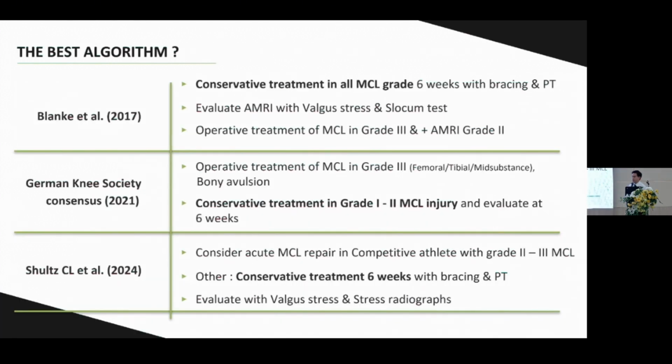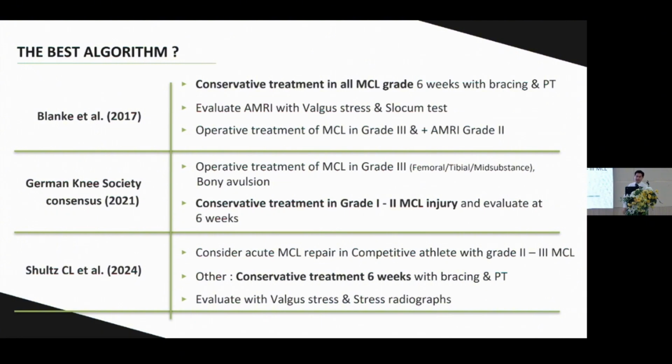So which is the best algorithm? There are many algorithms that have been proposed over the past few years, such as from Dr. Blanchet in 2017. He focused on the AMRI concept and placed all patients on conservative treatment for 6 weeks, and then evaluated with the Slocum test. If the patient has an MCL injury grade 3, or AMRI positive in a grade 2 MCL tear, he will do operative treatment. But in the German consensus, they concluded that operative treatment should be done in MCL grade 3 regardless of the location of the injuries.